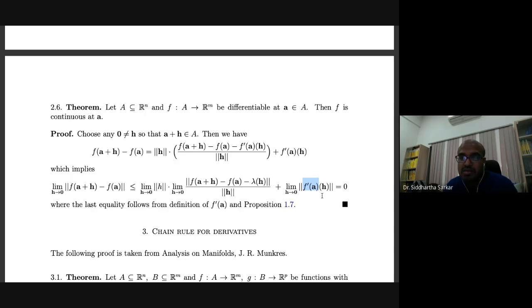So the continuity at 0 says that this function evaluated at h, if I put the limit as h tends to 0, should be 0. So therefore, if I put the norm over here, this limit is also 0. So what you end up getting is that the right side just vanishes. So the left side should therefore vanish, because this is a limit of non-negative terms. Again, it immediately implies that the limit exists and hence the function is continuous.